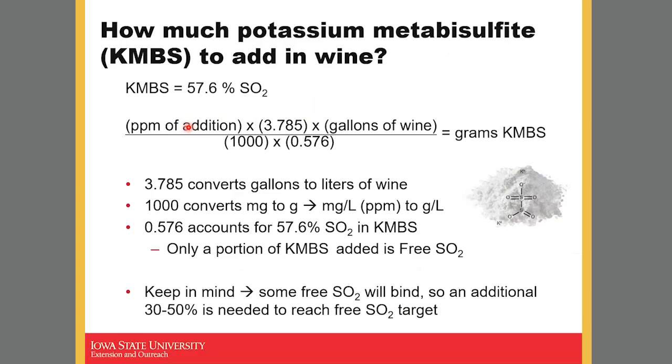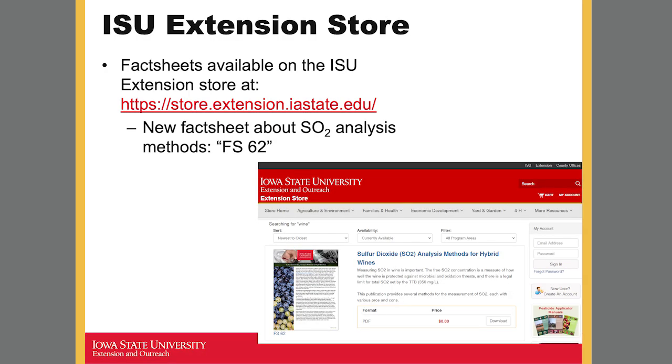If you multiply by 50%, that means you're going to have to add about 22.6 grams more potassium metabisulfite. So you're going to come up with a total of 67.95 grams of potassium metabisulfite to add. If you have any other questions, feel free to email me. I will be happy to help.